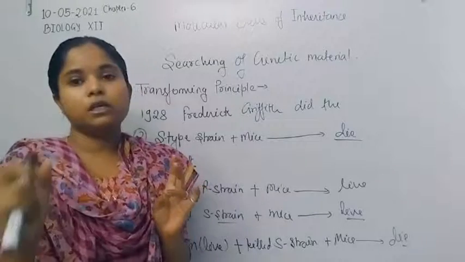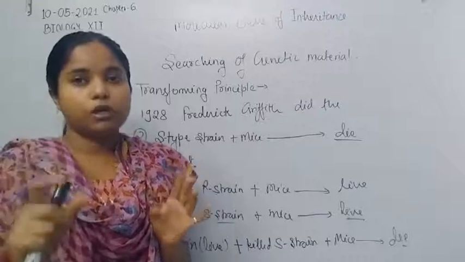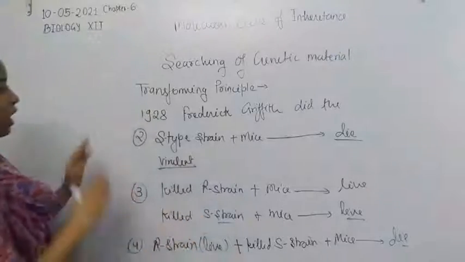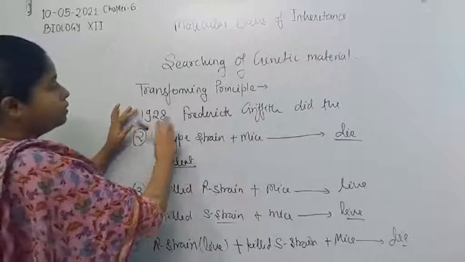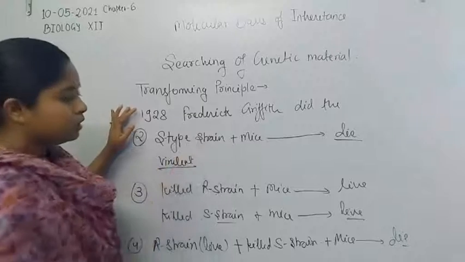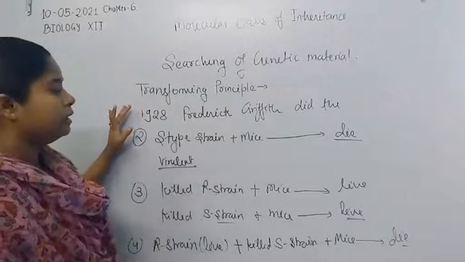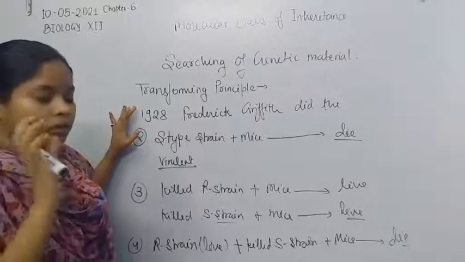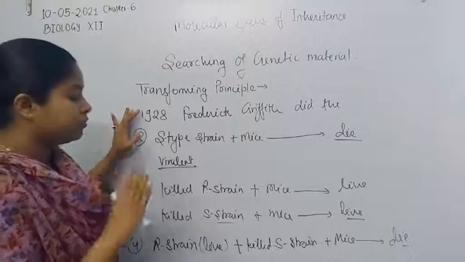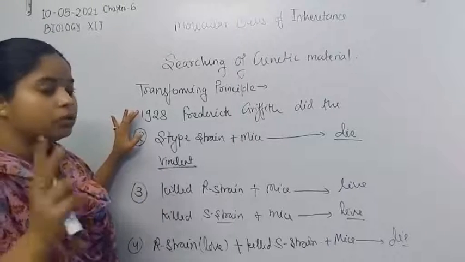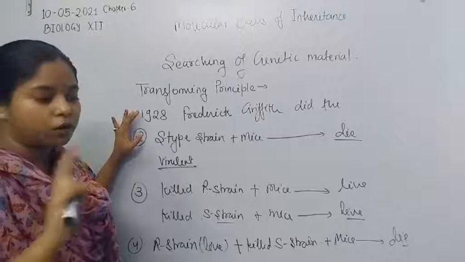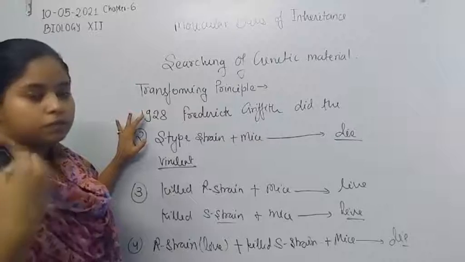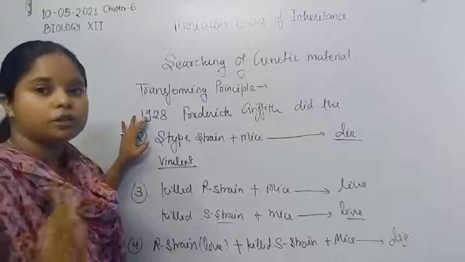Now Sutton and Boveri discovered the chromosome, the colored body inside the nucleus, and gave the chromosomal theory of inheritance. After this, in 1928 the Frederick Griffith experiment explained that some material is important in the formation of the individual, responsible for variation between two individuals, and also for the transfer of genetic traits from one generation to another generation.